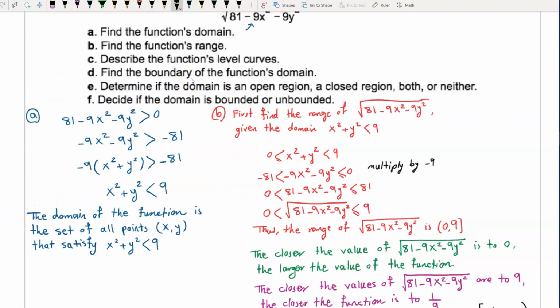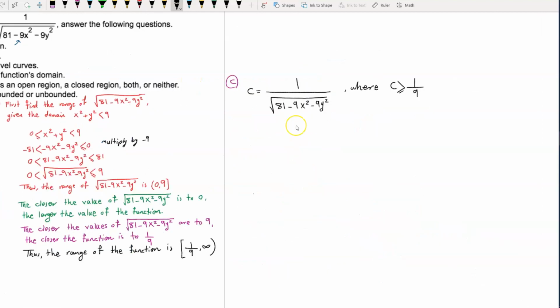Part C, describe the function's level curves. So for the equation of the function, the level curves have equations of the form c equal to 1 over the square root of 81 minus 9x squared minus 9y squared. So what we have here is c equal to f of x, y. And here c is greater than or equal to 1 over 9, and this is because the range of the function is greater than or equal to 1 over 9.